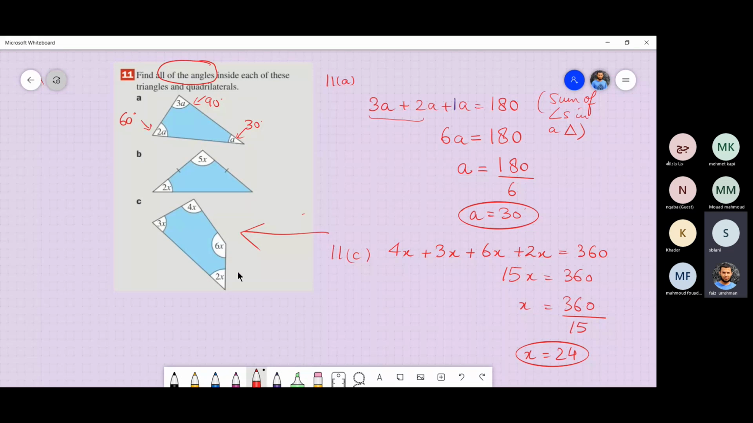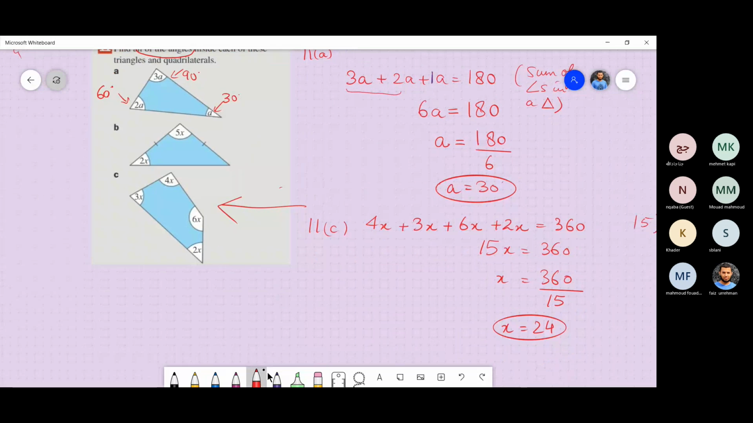Okay, come back to question number C. How many angles are here? 4x, 3x, 6x, 2x. 4 angles, correct? What is the value of x we found out just now? 24. So this 24 will be multiplied by which number to get 4x? By 4. Multiply in a corner. 24 times 4, how much? 96.